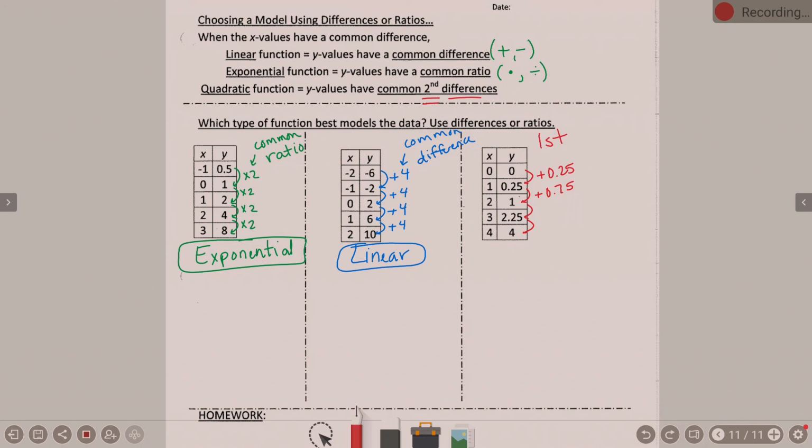How do we get from 1 to 2.25? You add 1.25. How do we get from 2.25 to 4? Add 1.75. Yeah, I like that better. Now, these are the first differences. What do we need to now check? Second differences.